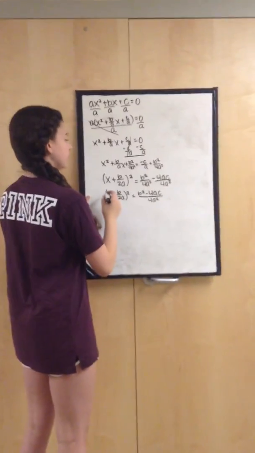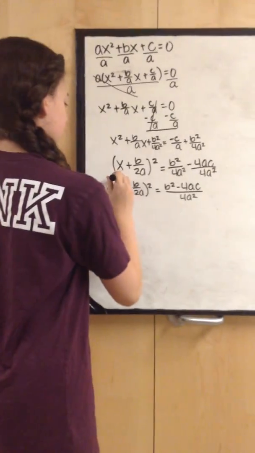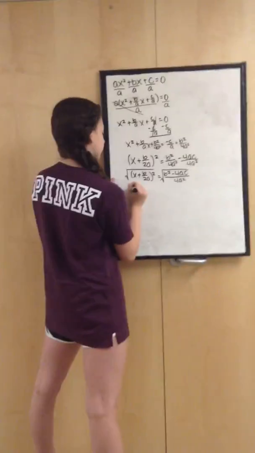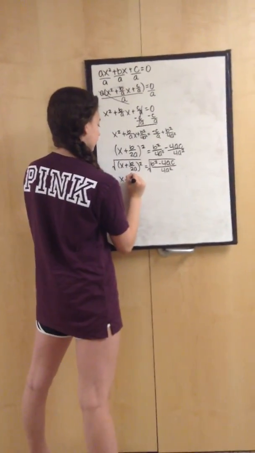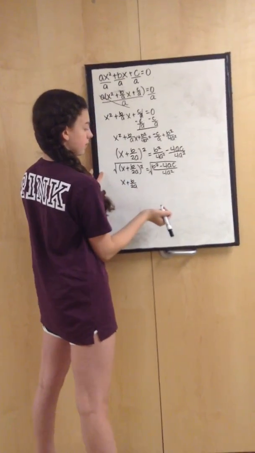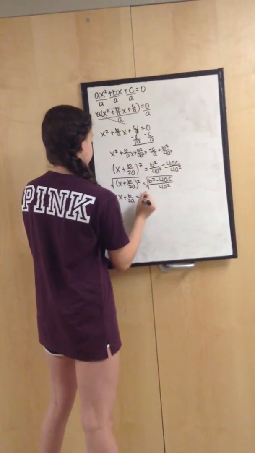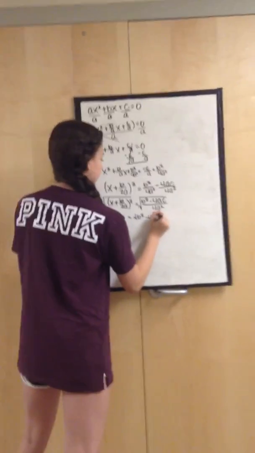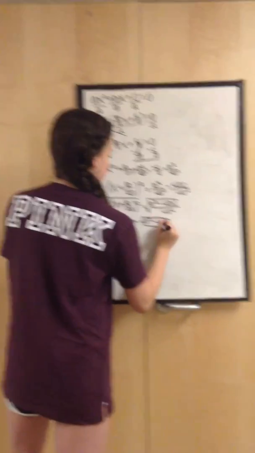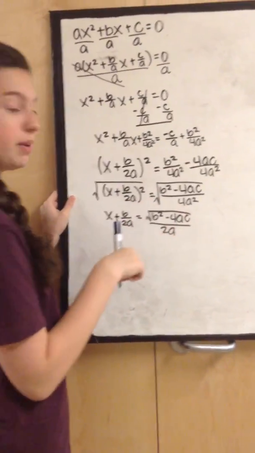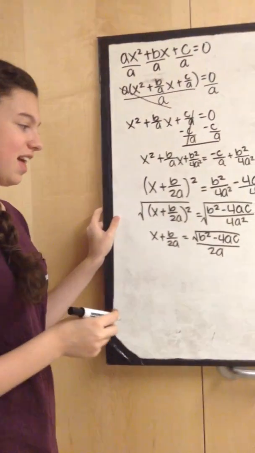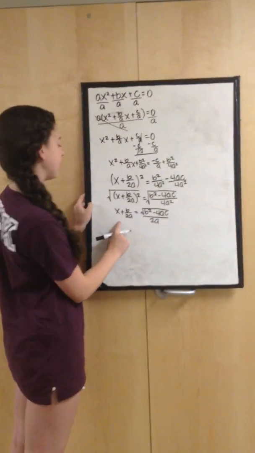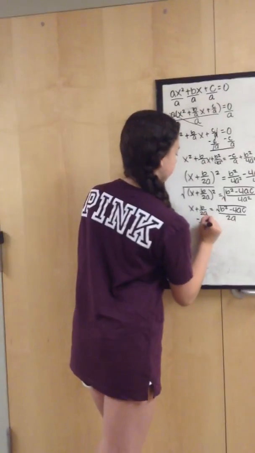So then you're going to find the square root of each side. And that would give you x plus b over 2a, which equals the square root of b squared minus 4ac over 2a, and this is going to start looking pretty familiar. And then we're going to subtract, because you want all the same terms on one side, you want to get x by itself. So you're going to subtract b over 2a from both sides.